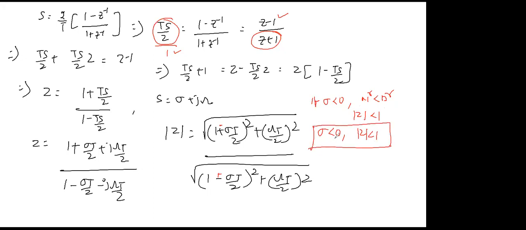Sigma less than 0 means poles lie on the left-hand side of the S plane, and mod z less than 1 means poles lie inside the unit circle. So the first condition is satisfied. This is case 1.